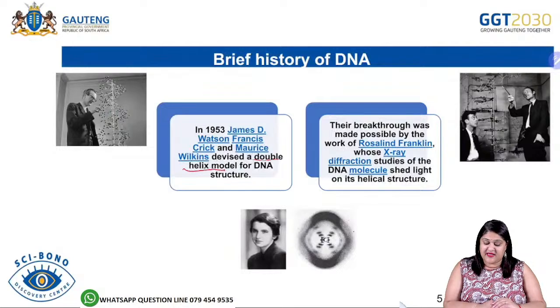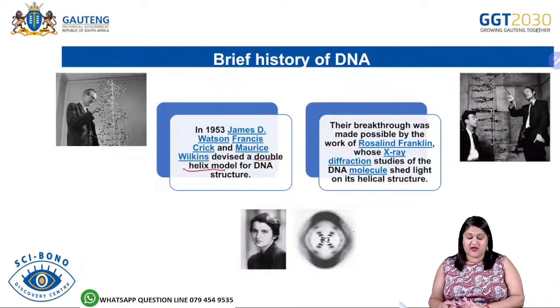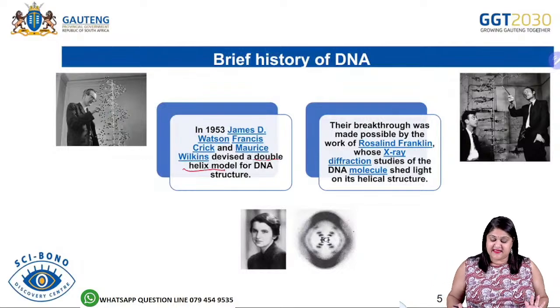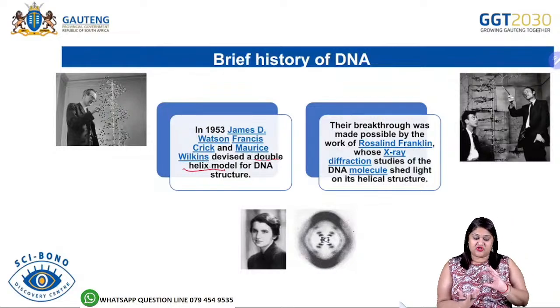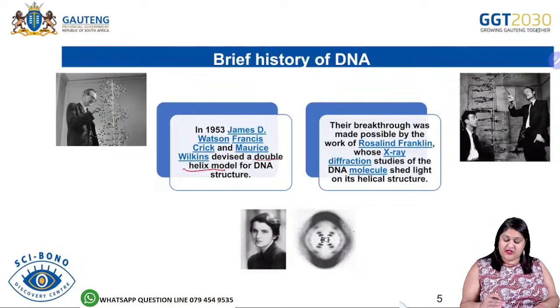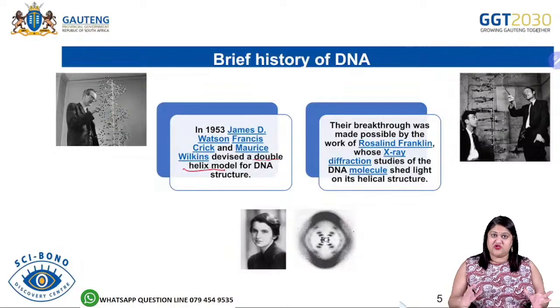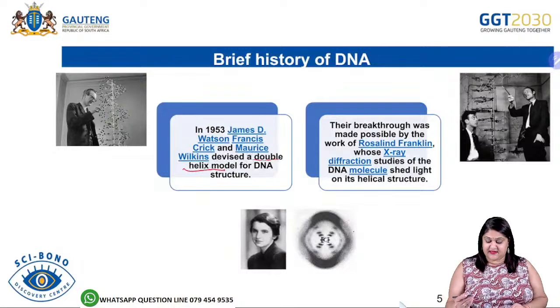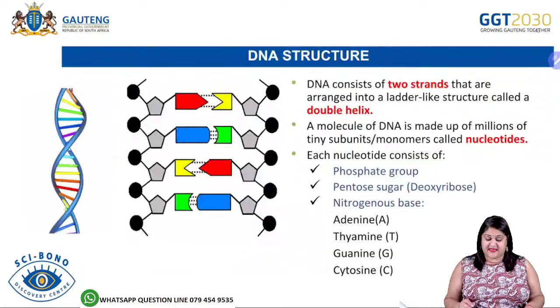Their breakthrough was made possible by the work of Rosalind Franklin, whose X-ray diffraction studies of the DNA molecule shed light on its helical structure. So Rosalind Franklin was the one who did the X-ray diffraction studies, and she contributed to seeing this helical shape. But it was Watson and Crick and Wilkins who devised a model to show that it is the double helix. You need to know that, and you need to know the differences between what they discovered.